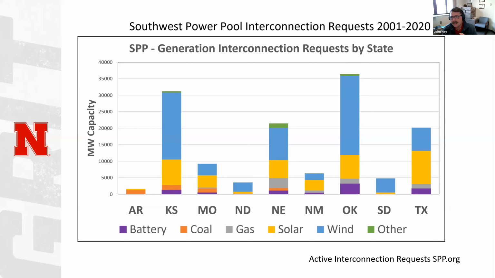The other, in this case I think in Nebraska, is a nuclear, not a new nuclear power plant, but an expanded generation capacity of our existing nuclear power plants. And I think that's what that interconnection agreement was. Not all of these have been built, and not all of these will be built. This is just a picture across time of what requests are coming in.